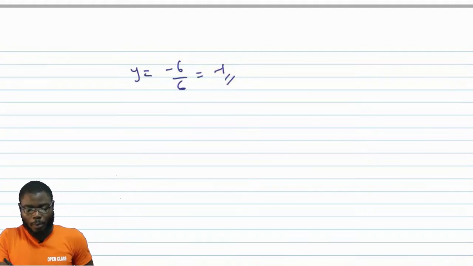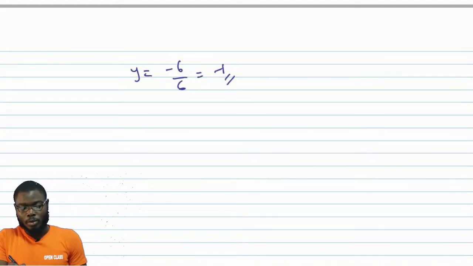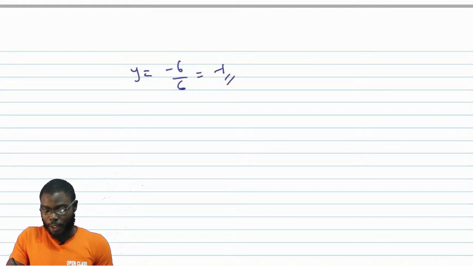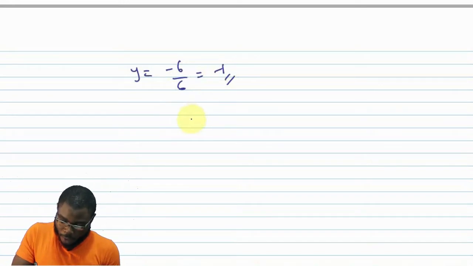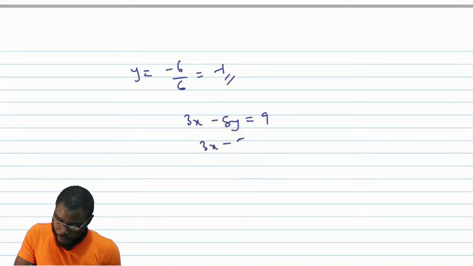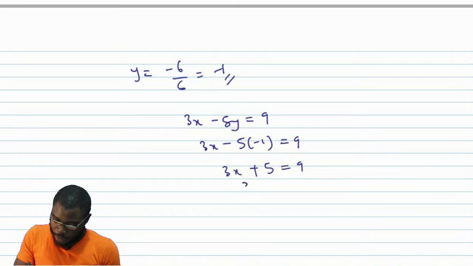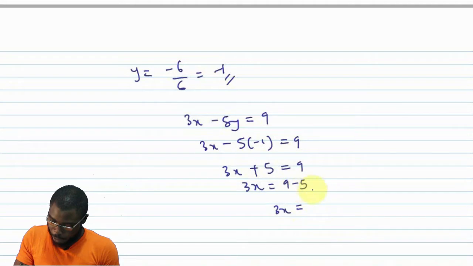Now we put y into any of the equations. Put y equals minus 1 into any of the equations. Let's say we choose equation 1, where we have 3x minus 5y equals 9. If we put this in, we have 3x minus 5 times minus 1 equals 9. So we have 3x plus 5 equals 9, which means that 3x equals 9 minus 5. 9 minus 5 gives us 4.